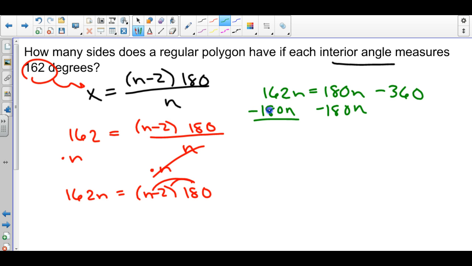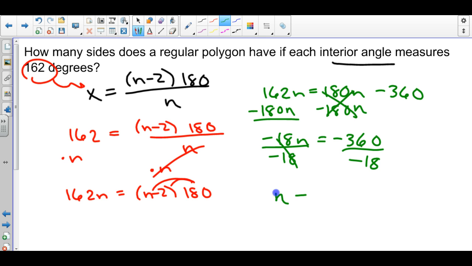So in your calculator, you're going to do 162 minus 180, end up with negative 18n on the left side. This cancels, and that's going to be equal to negative 360. So what we are solving for is the number of sides in this figure. My last step, if I divide both sides by negative 18, I end up with n, which represents the number of sides in this figure, and it is going to be 20. So this is a regular 20-gon.